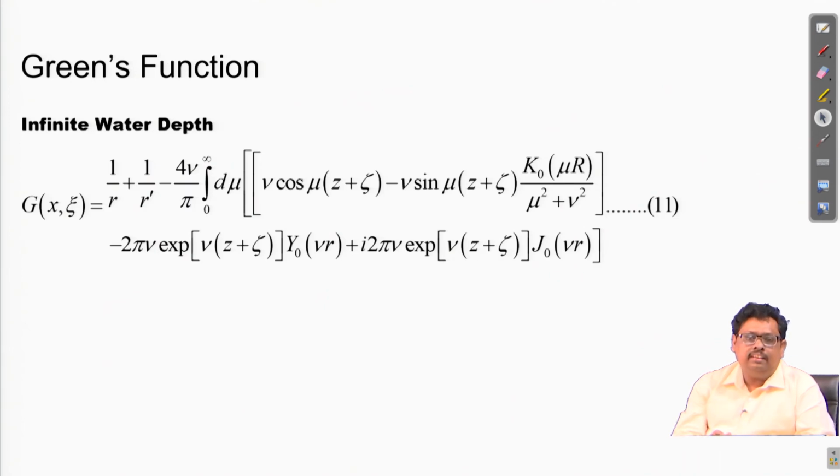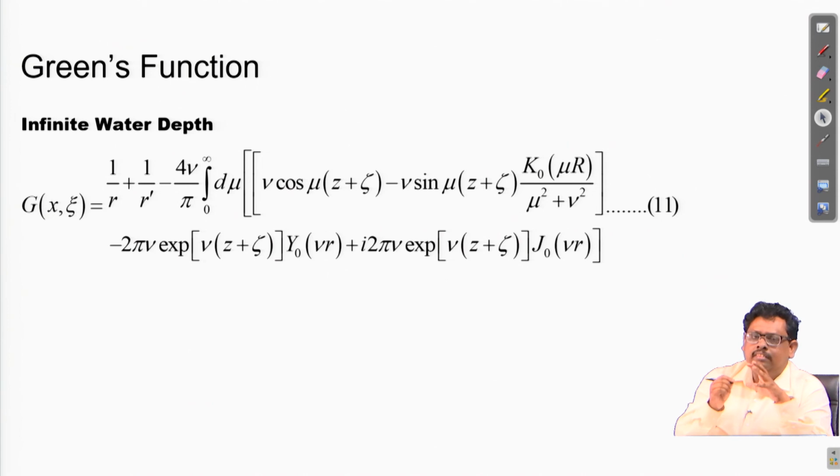Why am I discussing all such things? One major reason is the computation of this Green's function. Later on we definitely are going to discuss this, just to make you realize how complex things are here. Here you can see there are two components, one is 1 by r plus 1 by r dash, which we can call the Rankine part, and when i and j are very close to each other, finding this Green's function, this Rankine part, is very difficult.